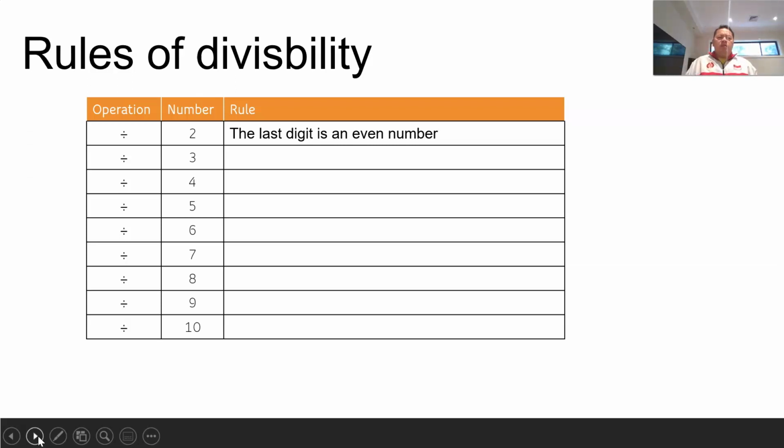Divisibility means whether a number can be divided by another number. So we term it as divisibility. In order for us to determine whether a number is divisible by 2, we need to know that the last digit is an even number. For example, 482, the last digit 2 is an even number. 0, for this case, is also an even number. So even numbers consist of 0, 2, 4, 6, and 8.